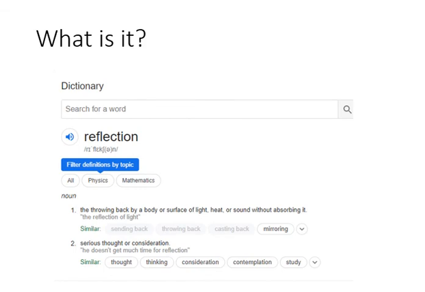Reflection has a variety of different understandings when it's in its different context. So where I'm thinking about with this one is the second. So it's serious thought or consideration. And mostly that is then followed up with a strategy or a target or an ambition.